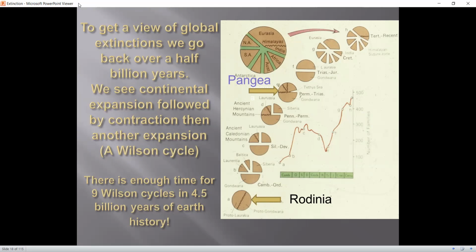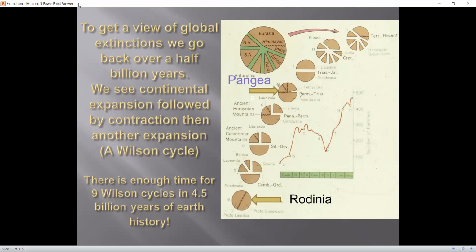Then we get names for these things, and they break up, and then as fast as they break up, they start suturing themselves back together again, okay? Like you're unbuttoning and buttoning back up again. So they break up, they start suturing back together, and finally you go from Rodinia, it breaks up, reassembles itself into Pangea.